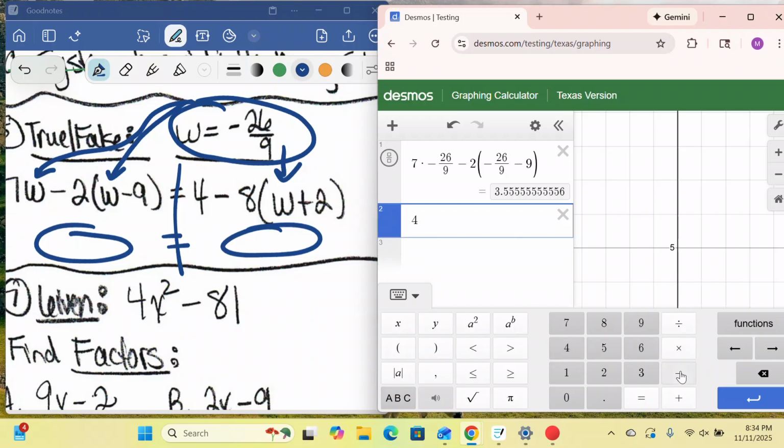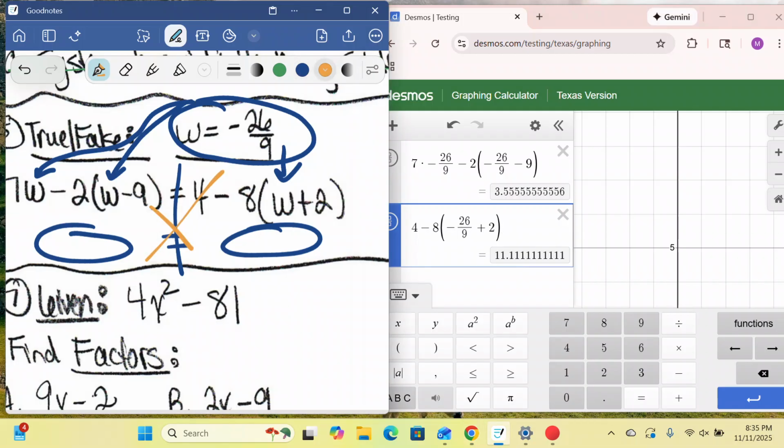4 minus 8. Open parentheses, my W is negative 26 divided by 9. And then I'm going to push my arrow right here, and then I'm going to put it right here. I have negative 8, open parentheses, negative 26 divided by 9. And then I'm going to put positive 2, close parentheses. And the answer is 11.11111. So of course, this is a false statement. This is not a true statement. So once again, this is a false statement.